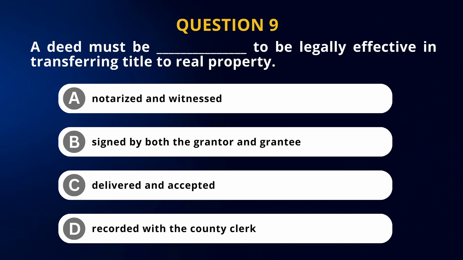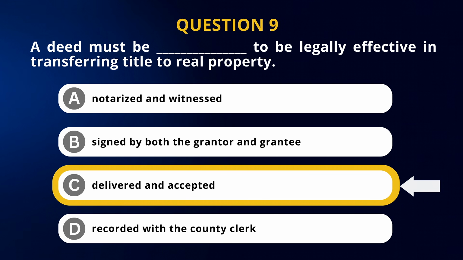Question number 9. A deed must be blank to be legally effective in transferring title to real property. Letter A, notarized and witnessed. Letter B, signed by both the grantor and the grantee. Letter C, delivered and accepted. Letter D, recorded with the county clerk. And the answer is letter C, delivered and accepted.